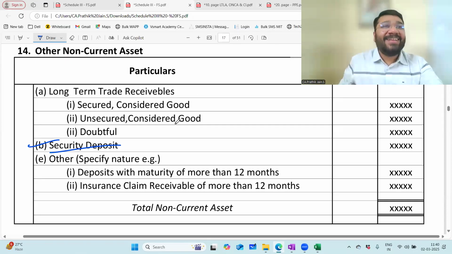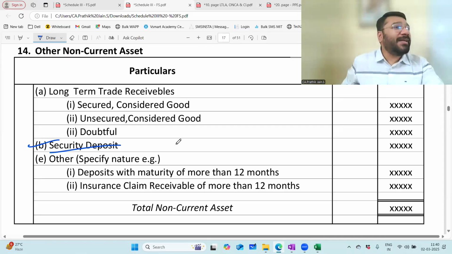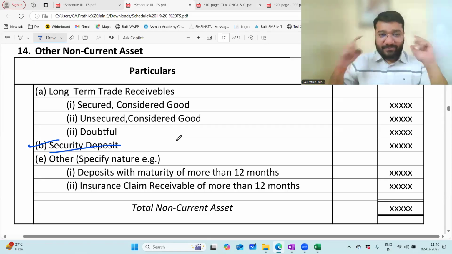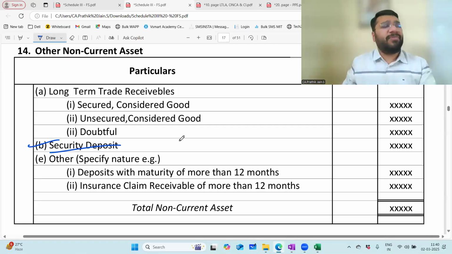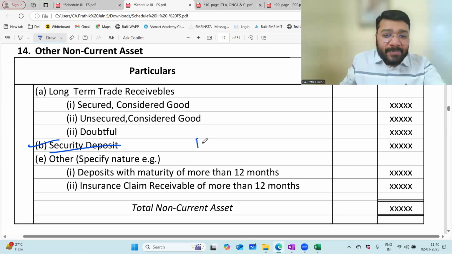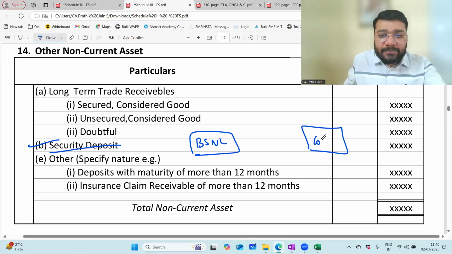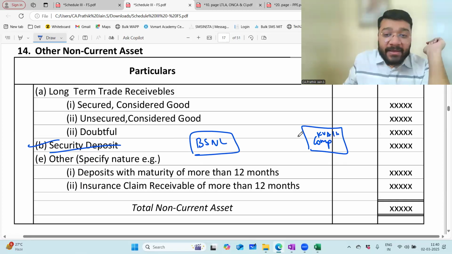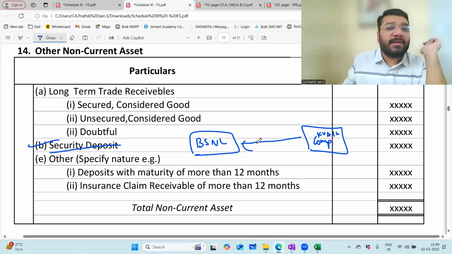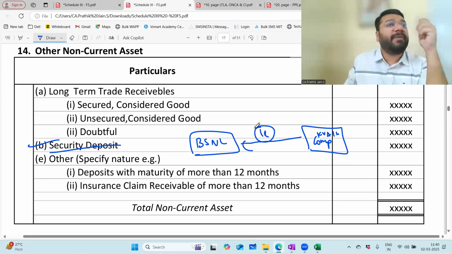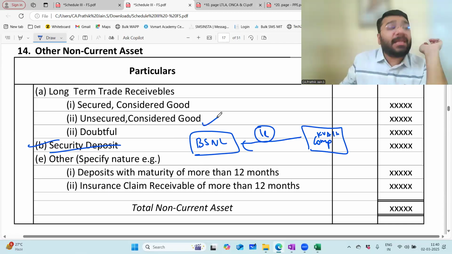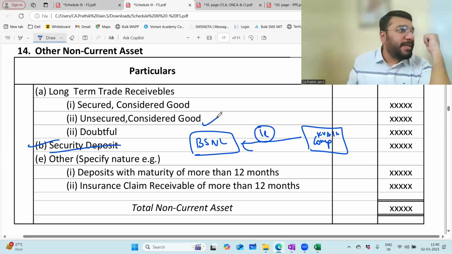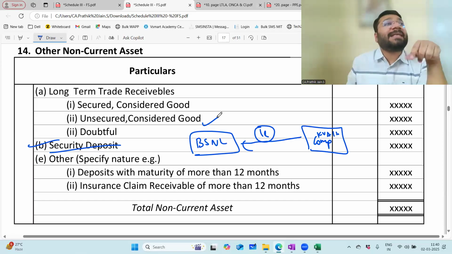Now, security deposit. We took an example yesterday. EB connection, BSNL, phone. So this is BSNL. This is the customer, let's say company KVA Limited. Who is giving deposit to whom? KVA is giving deposit to BSNL. Let's say 1 lakh rupees deposit I'm giving. From BSNL's point of view, BSNL is receiving this money. For them, is it asset or liability?